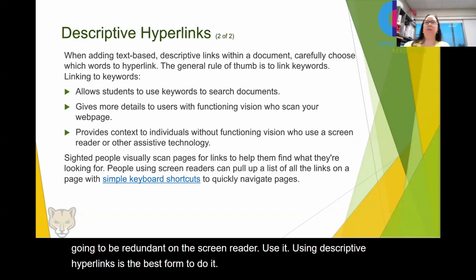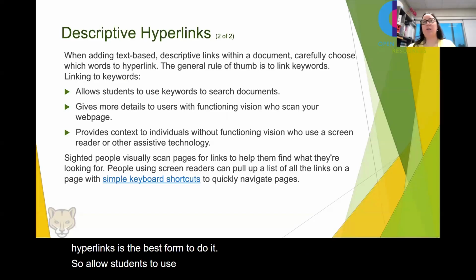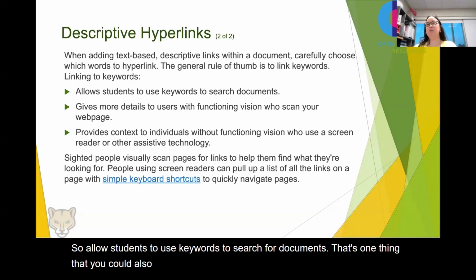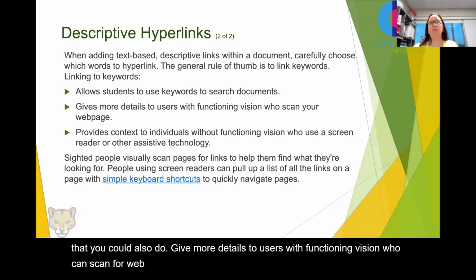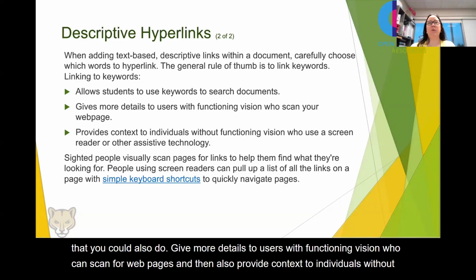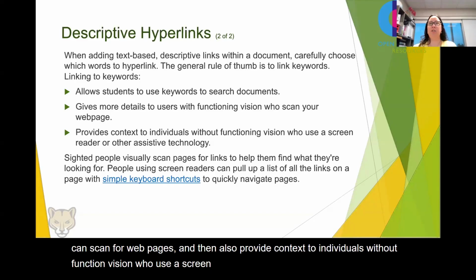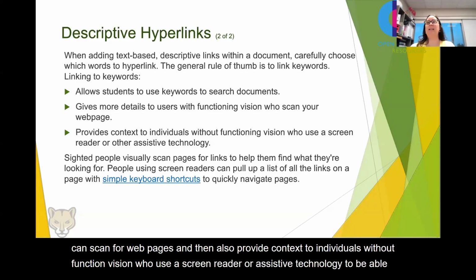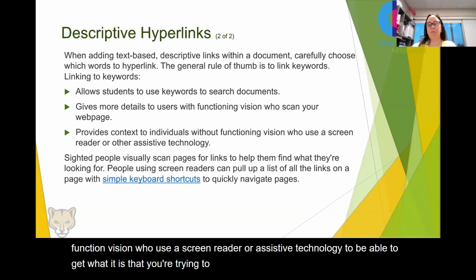So allow students to use keywords to search for documents. That's one thing that you could also do. Give more details to users with functioning vision who can scan for web pages. And then also provide context to individuals without functioning vision who use a screen reader or assistive technology to be able to get what it is that you're trying to get them to do.